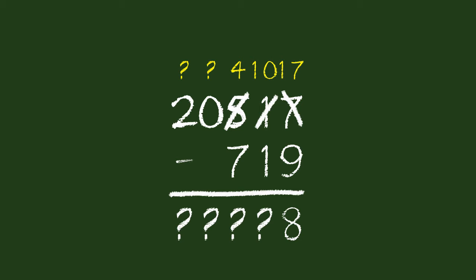Now we can subtract 10 minus 1 in the tens column. 10 minus 1 equals 9, so we have 9 for the answer in the tens answer location.